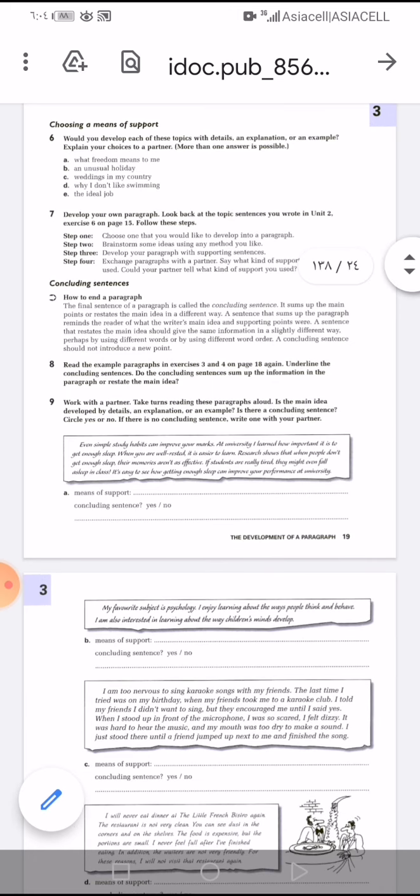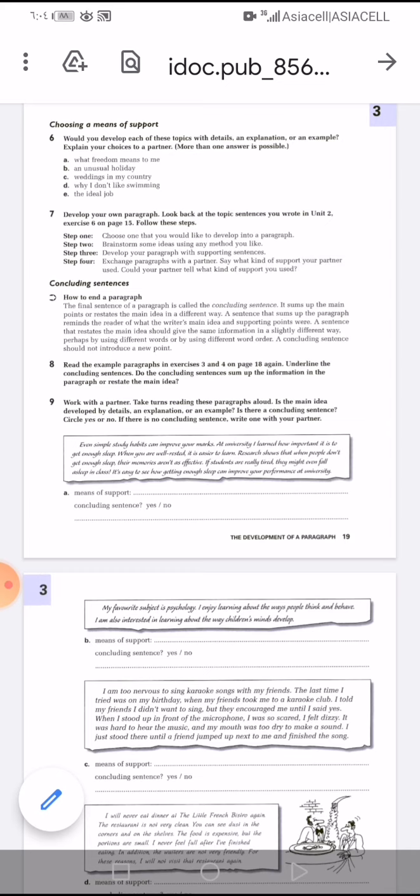Number 7, also, we have to develop your paragraph. Look back at the topic sentences you wrote in Unit 2, Exercise 6 on page 15. Follow these steps. Step 1, choose. So you have to go to the topic sentences written in Unit 2, exercise 6 on page 15, and apply these steps.